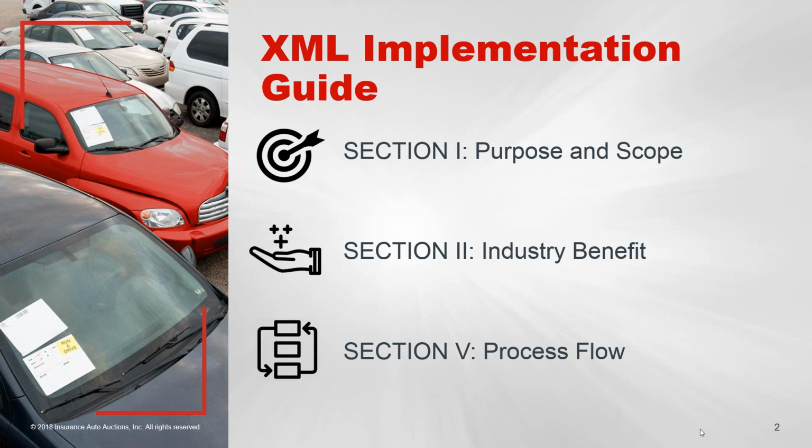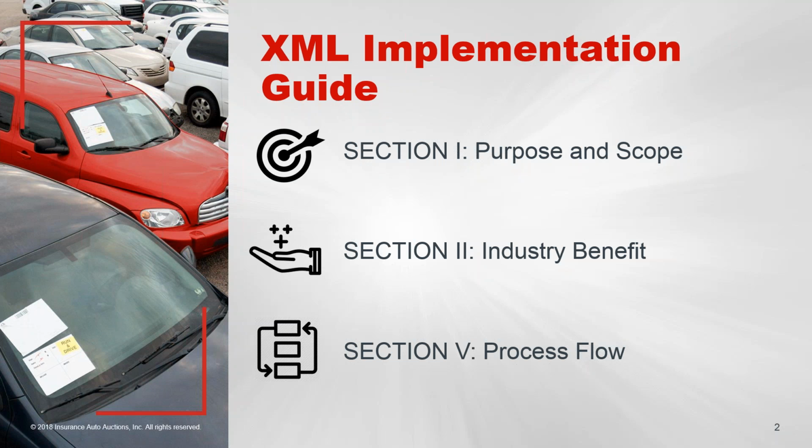The first section is the purpose and scope section. This gives you information about how CIECA is seeing this integration and what is available throughout the process. It also leads into the industry benefits, which the CIECA committee has defined, as well as the benefits identified by the salvage committee.